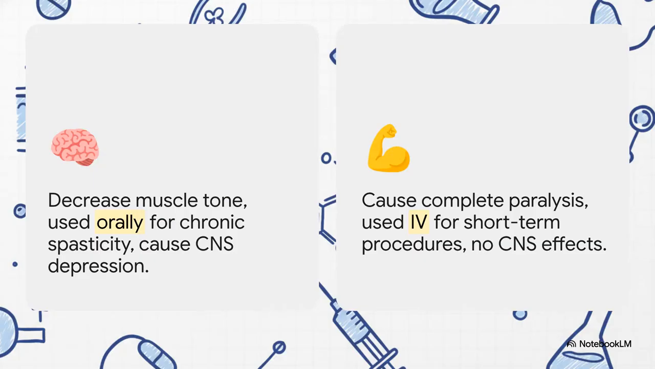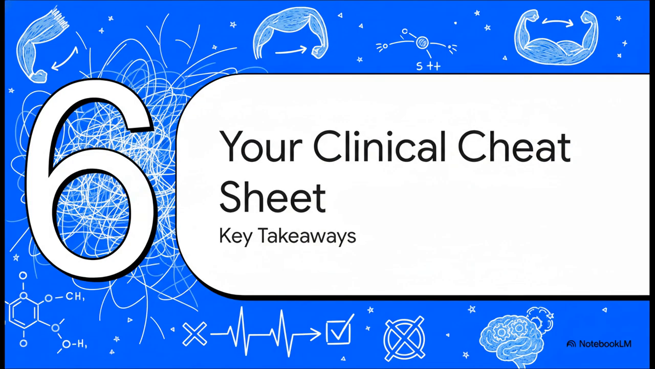So here is the bottom line. And please do not confuse these two in your Viva. Centrally acting relaxants reduce muscle tone and are used orally for chronic conditions like spasticity. Neuromuscular blockers cause complete paralysis and are given IV for acute procedures like surgery. One works on the brain, the other works directly on the muscle. Two totally different jobs.